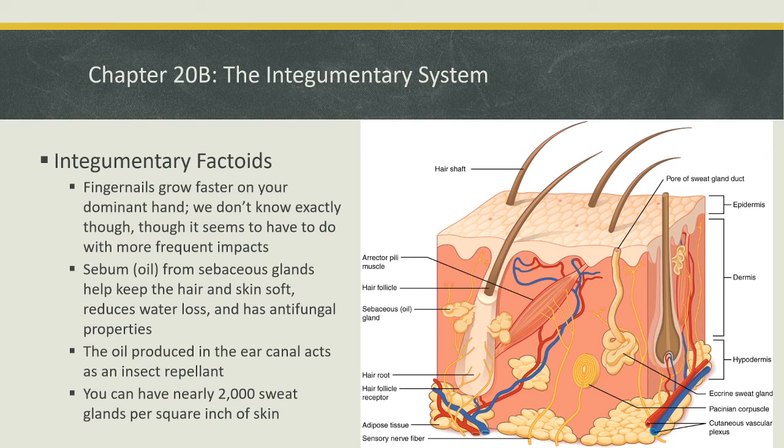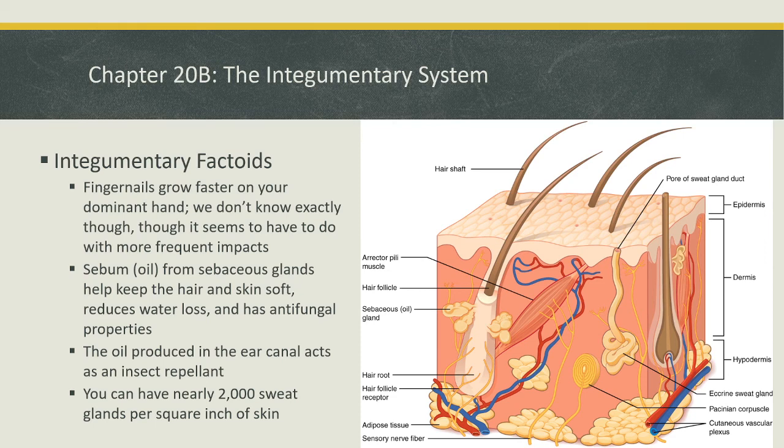So thankfully, because of the way our oil is designed in our ear canal, we have a natural insect repellent in there. Theoretically, if circumstances were somehow dire and you had to really protect one part of your body from getting bit by mosquitoes or something like that, you could hope that you had enough earwax to rub on that part. All right, I won't go there.